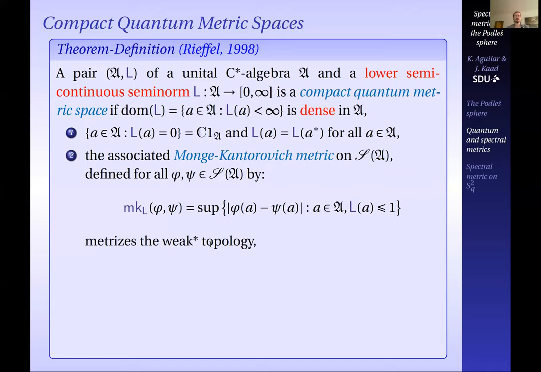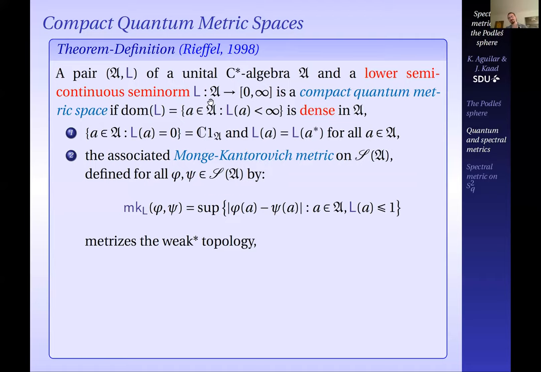Okay, so you might think, okay, great, we just copy and paste this stuff from the previous slide. Why is this a compact quantum metric space? Why is this the right notion of a non-commutative metric space? Well, the idea is that this is enough structure to actually recover this abstract L as a Lipschitz seminorm associated to the Monge-Kantorovich metric. So you can actually capture this abstract structure as a Lipschitz seminorm with respect to this metric.